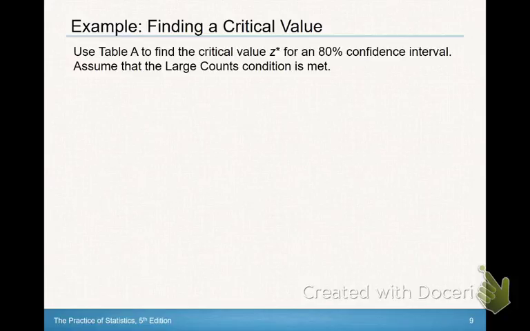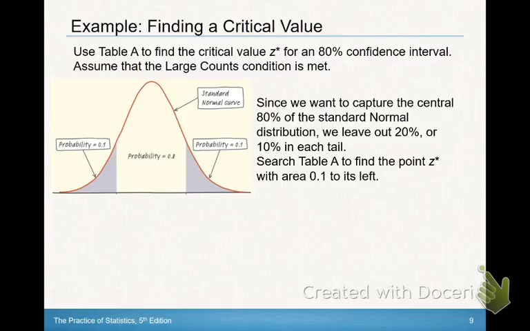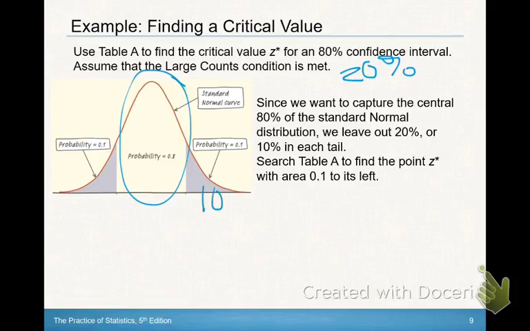So use table A to find the critical value, z star, for an 80% confidence interval. Assume that the large counts condition is met. An 80% confidence interval means that 80%, or 0.8, is in the middle of our normal curve. So this area is 0.8, which means there's 20% remaining. So this side has to be 10% and this side has to be 10%.